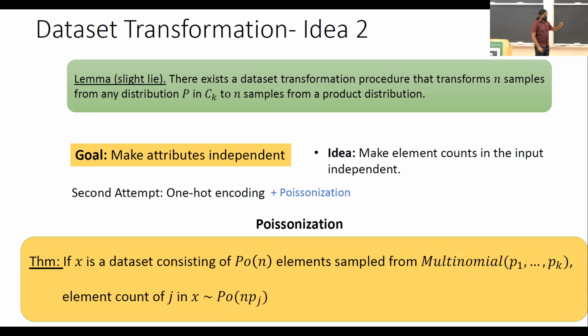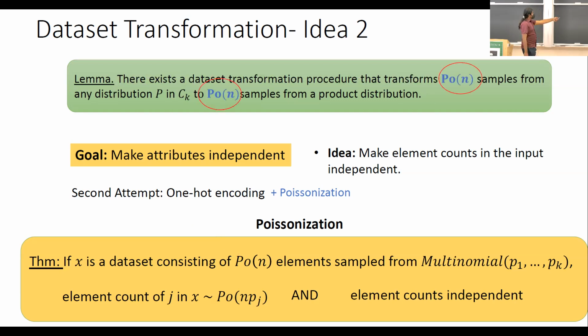So if X is a data set with a random number of entries, and that random number is distributed as Poisson with some mean n, and they're all sampled from some discrete distribution over k elements, where the probabilities of each of the elements are p1, p2, so on to pk. That's what multinomial means. Then each of the element counts is distributed as a Poisson random variable. But more importantly, the element counts are independent. So you go from dependent element counts to independent element counts in Poissonization. That's why it's nice to have a data set with size that's a Poisson random variable.